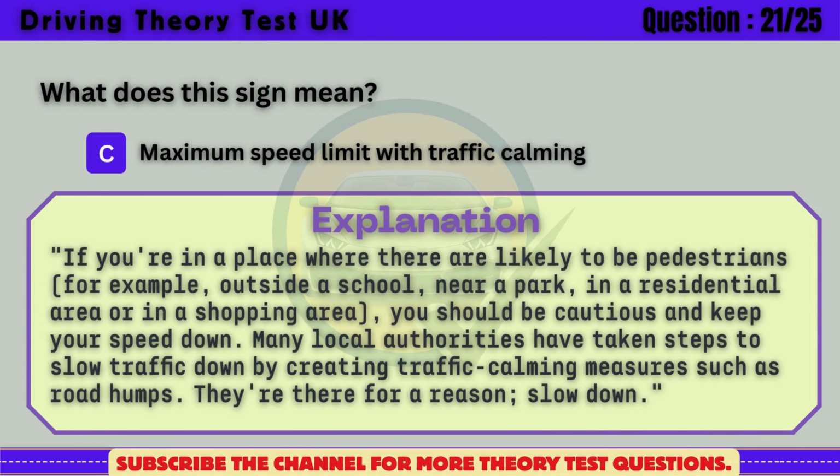If you're in a place where there are likely to be pedestrians, for example, outside a school, near a park, in a residential area or in a shopping area, you should be cautious and keep your speed down. Many local authorities have taken steps to slow traffic down by creating traffic calming measures such as road humps. They're there for a reason: slow down.